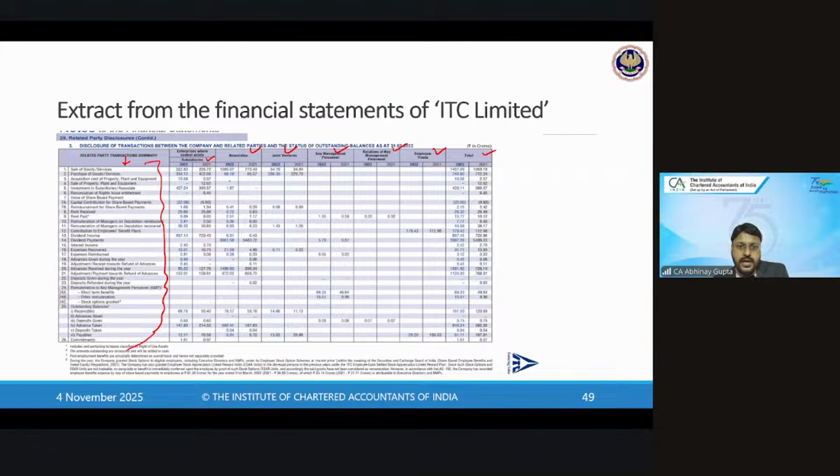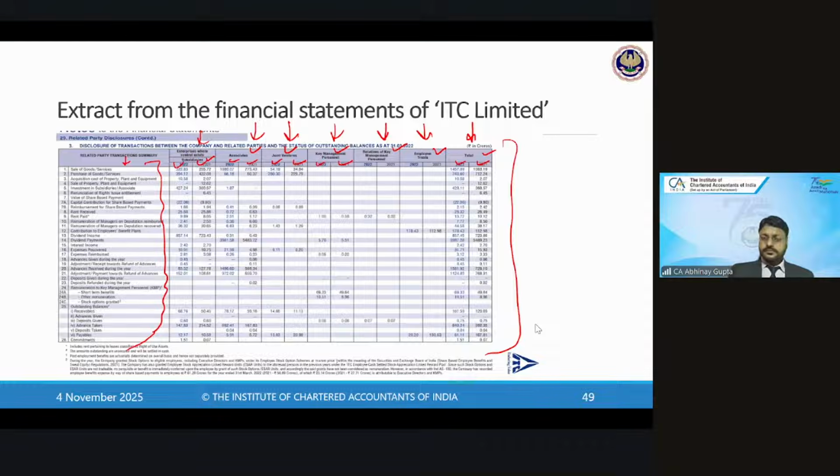And here are the amounts. And then here, current year, previous year, current year, previous year, and so on. And again in the total, current year, previous year, right? Is that clear? So this is how tabular presentation is done for easy and better understanding, right? And related parties are categorized by category of the relationship, right? Is that clear?